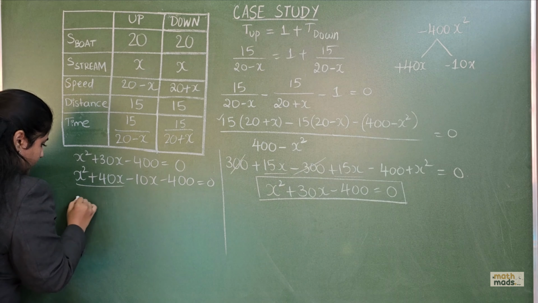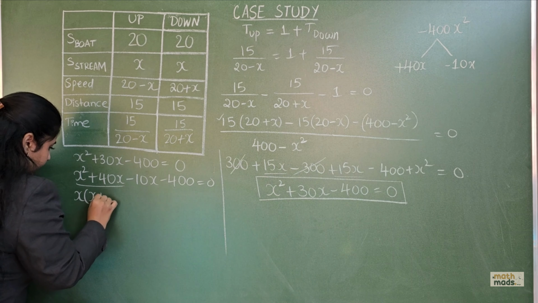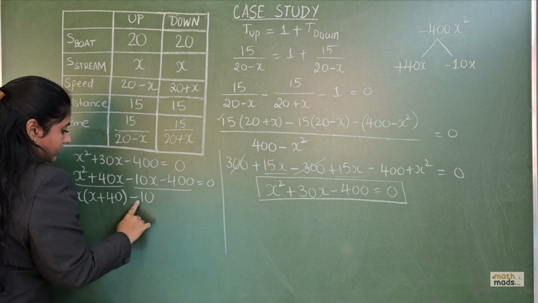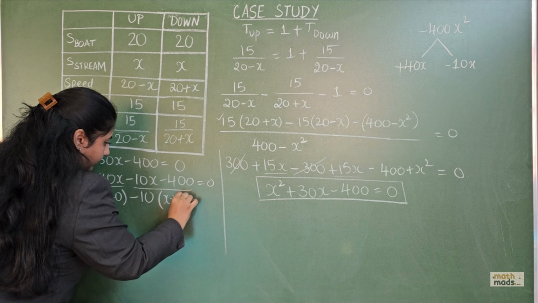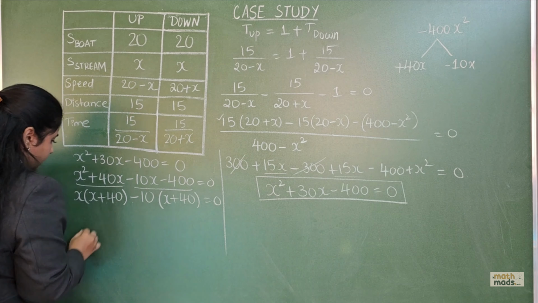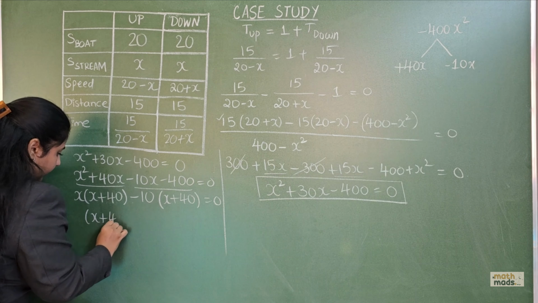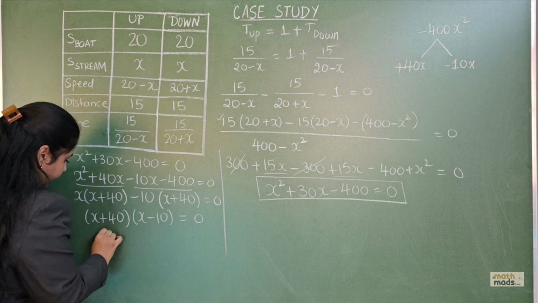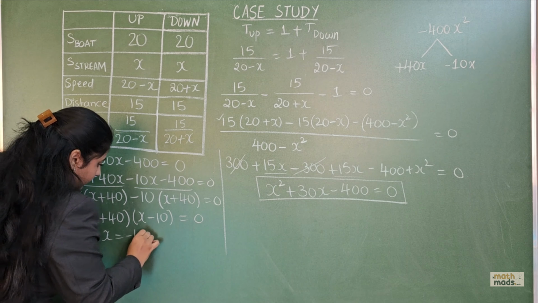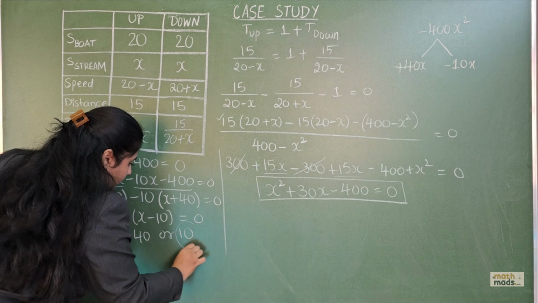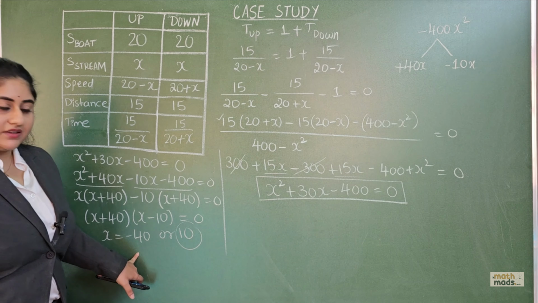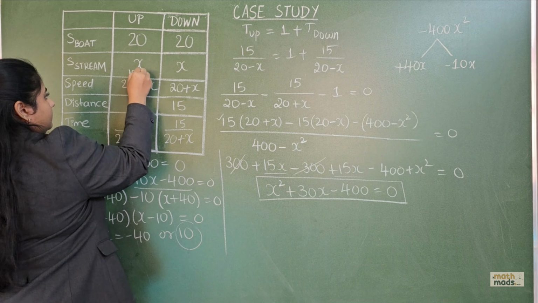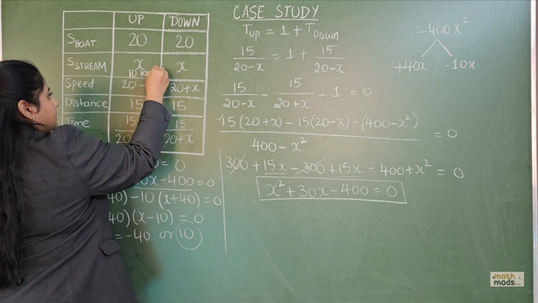From the first two terms I can take x common, x into x plus 40. I can take minus 10 common from here, minus 10 into x plus 40 is equal to 0. So overall x plus 40 is common, into x minus 10 is equal to 0. So x can be minus 40 or 10. The speed of the stream cannot be negative, so it has to be positive, that is 10 km per hour. So that is the speed of the stream.